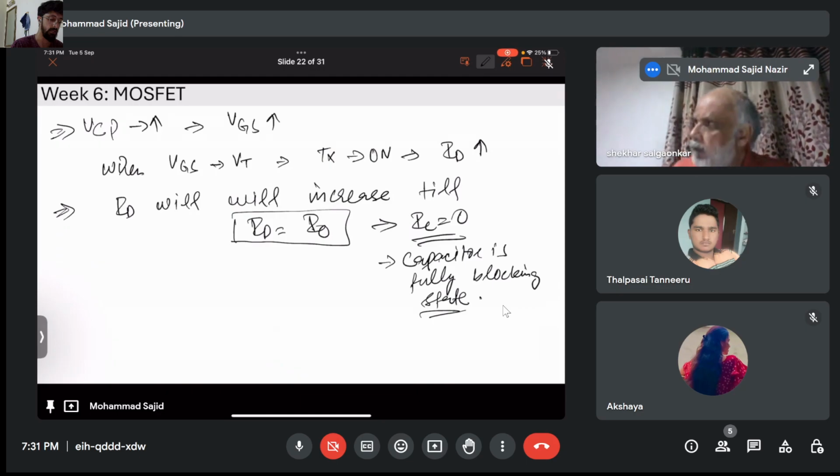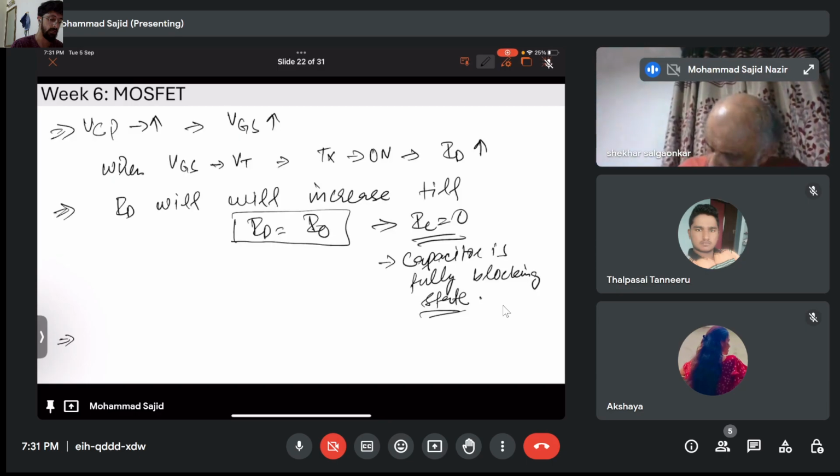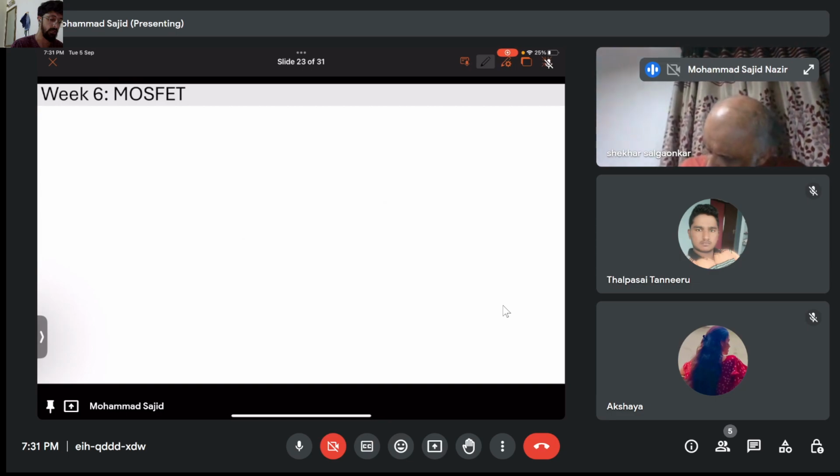Then the same we will take this step into the current mirror part. If this is understood, let's give a brief example of a current mirror.